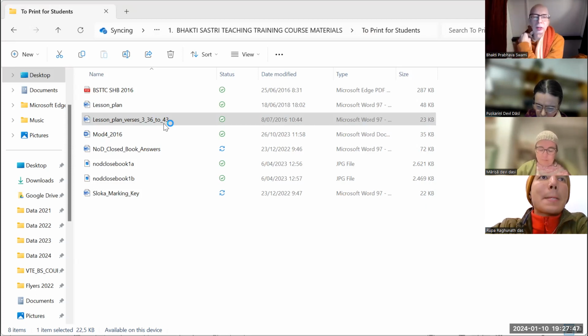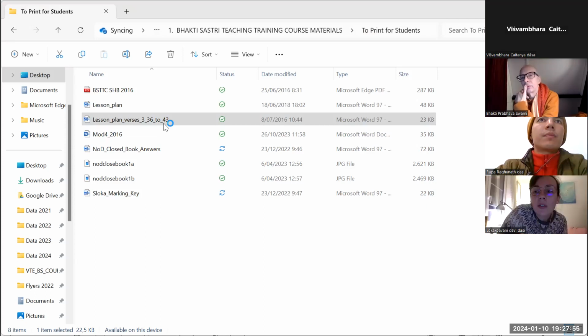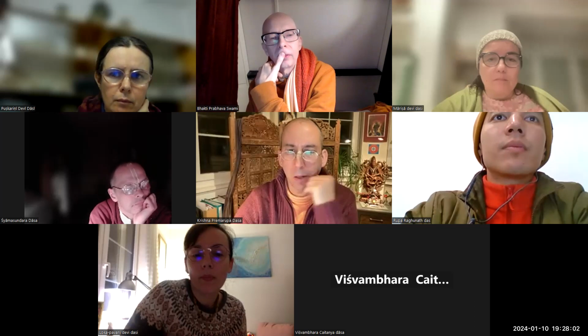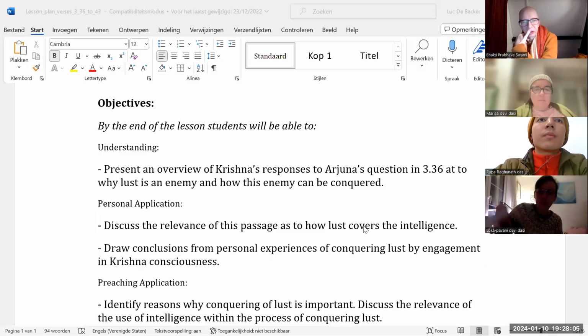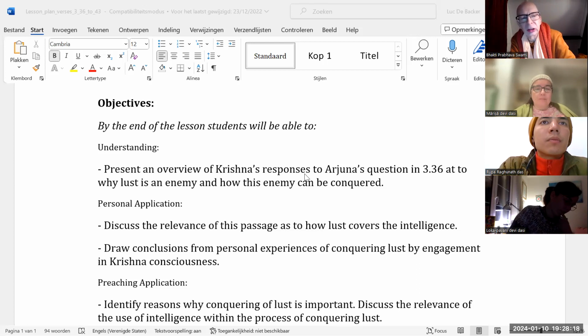By the end of the lesson, the student will be able to, first, understanding. Maharaj, we again don't see the document. Okay, yeah, okay. Here you have, so you have that document in your. Yeah. So by the end of the lesson, students will be able to present an overview of Krishna's responses to Arjuna's question in 3.36 at 2 why lust is an enemy and how this enemy can be conquered.